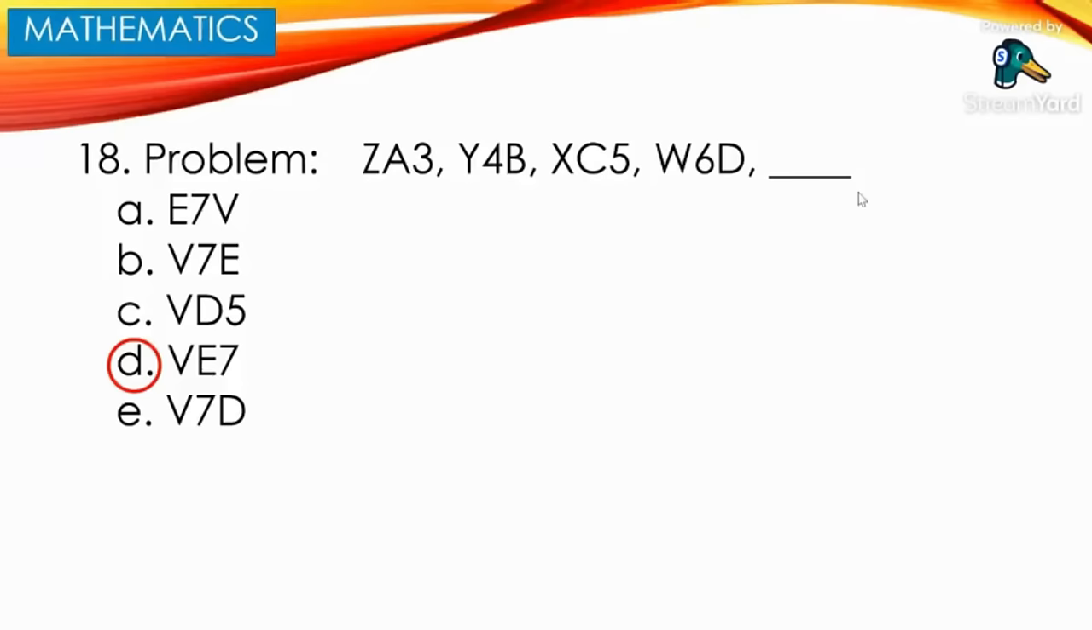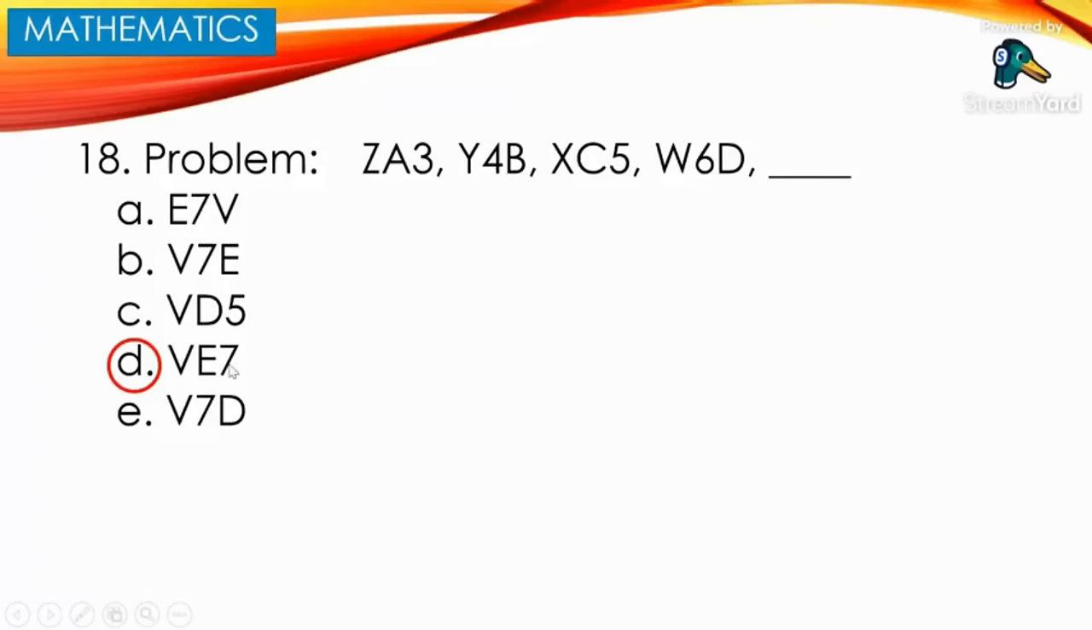And then, yung titingnan na lang natin is yung placement nila kung saan. Tingnan natin yung placement ng numbers. Number sa pattern is nasa hulihan, sa gitna, hulihan, gitna. So the next pattern would be hulihan. Okay, so yung number naman dito is nasa hulihan. So that's why the answer is VE7, and that is letter D.